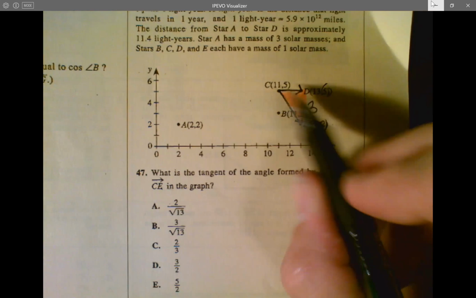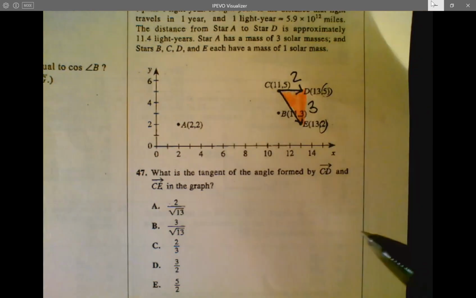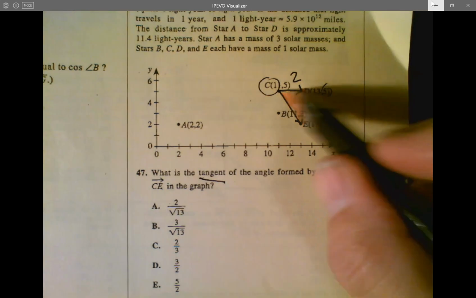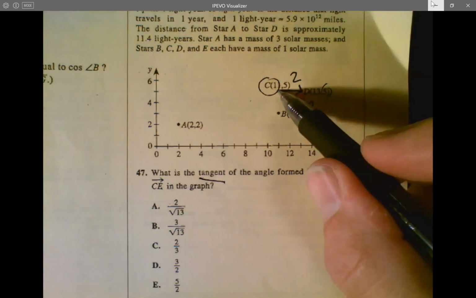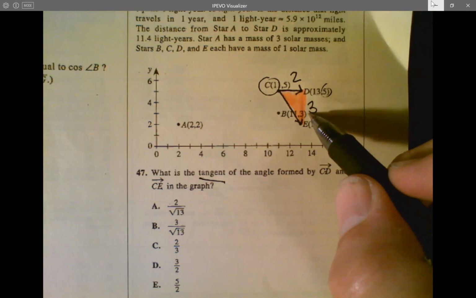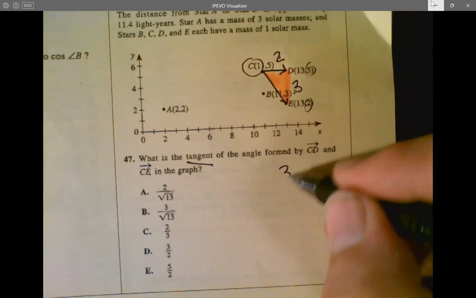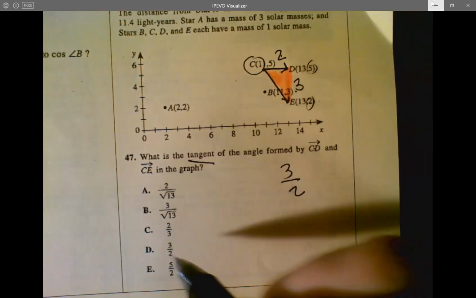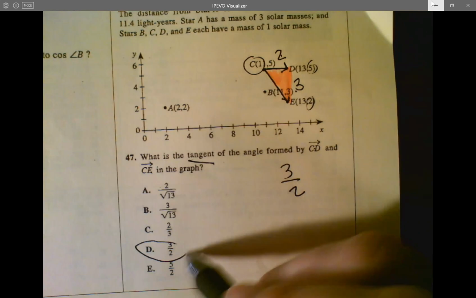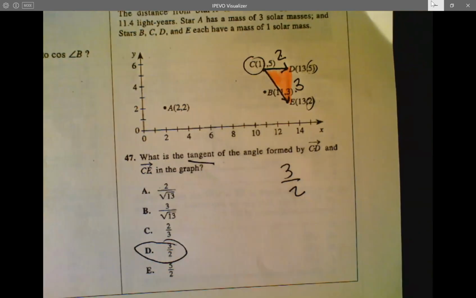They're asking for the tangent of this angle here, right? Because it's the angle formed by these 2 rays. Well, tangent is opposite over adjacent, 3 over 2. So this was just a matter of drawing the picture to try to come up with what the answer is.